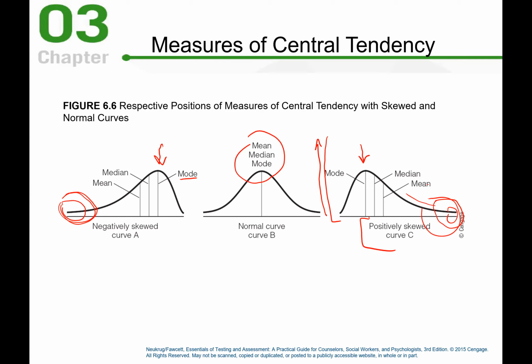The mean, again, because the mean is very sensitive to extreme scores, and those scores in the tail are very extreme, is going to be pulled closer to the tail. And the median is going to be in the middle of the mode and the mean. And so that is how that would look for those particular kinds of distributions.